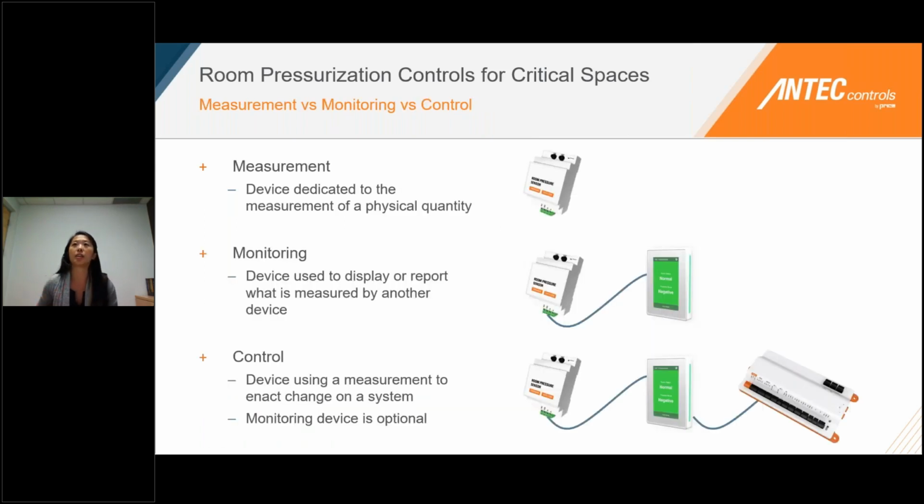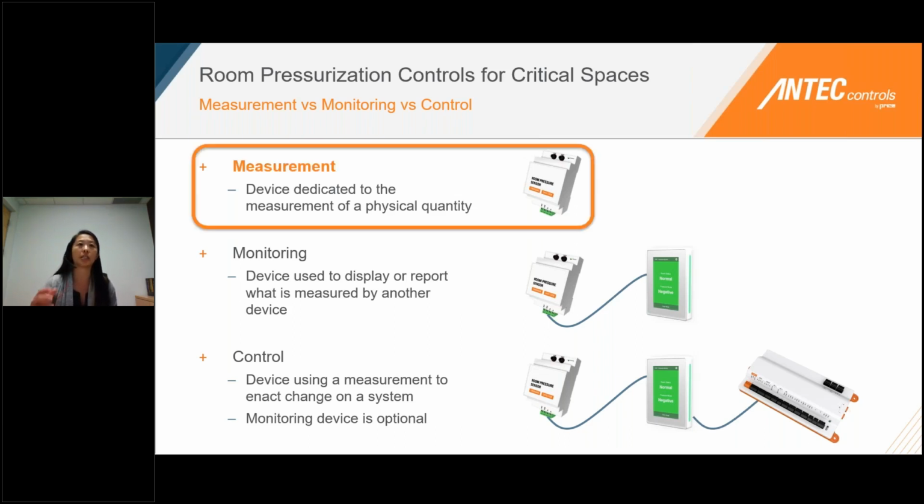So the last thing I want to touch on here before summarizing these two presentations from the two sessions is the measurement versus monitoring versus control. And the main takeaway for this talking point here is just the different types of equipment and the locations that they can be required in. So the first one here is measurement. So this is specifically a room pressure sensor. So this is what's actively measuring the differential room pressure in a space.